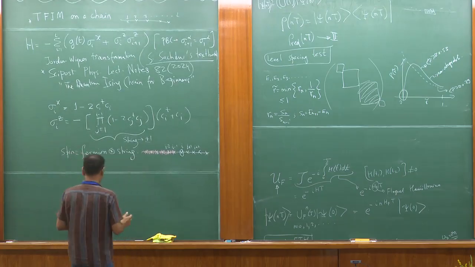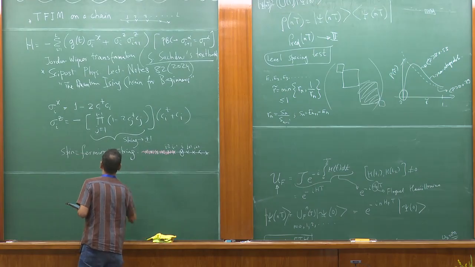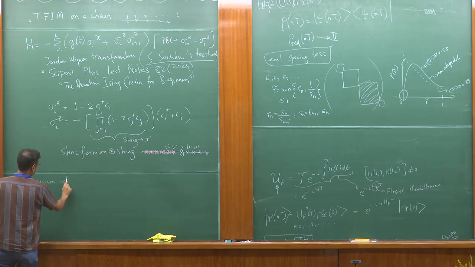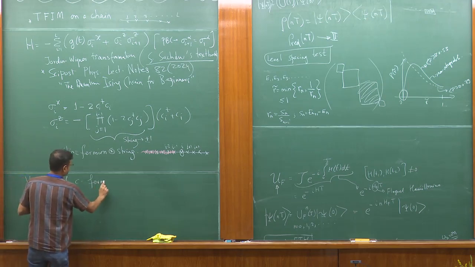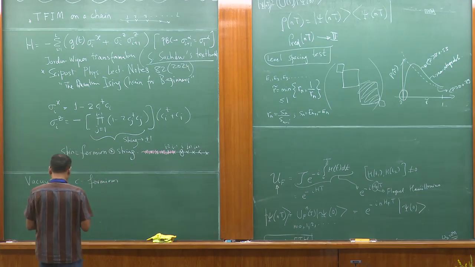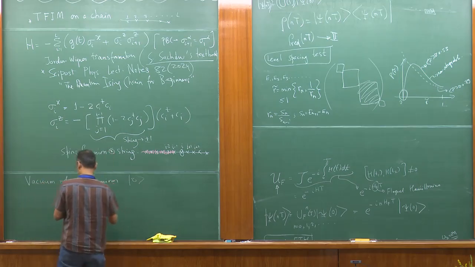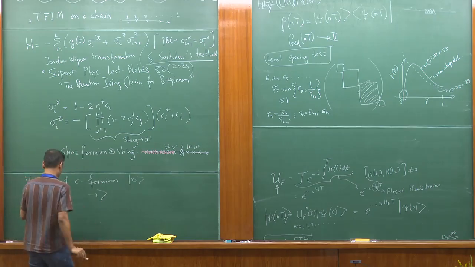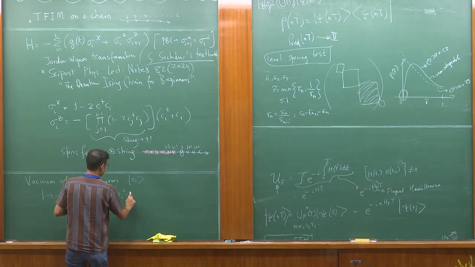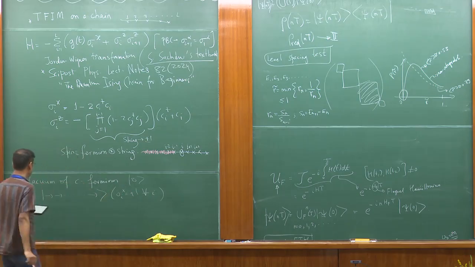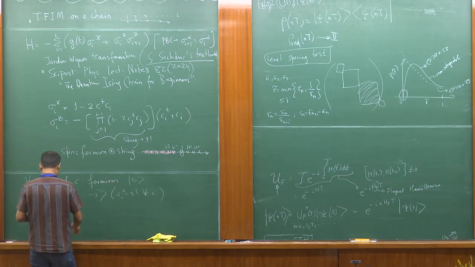One more thing that is good to remember here is what the vacuum of these C fermions is, in terms of the spins, the real physical degrees of freedom. After all, the spins are the real physical degrees of freedom. So I denote that vacuum by |0>, and that is the state where sigma_i^x is +1 for all i. Okay? So this is the vacuum for the C fermion. It's a very simple state, all spins polarized in the x direction.